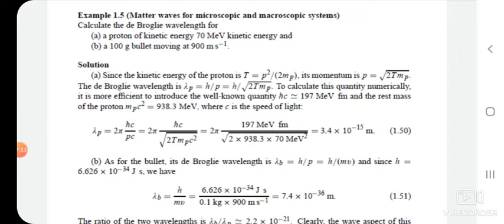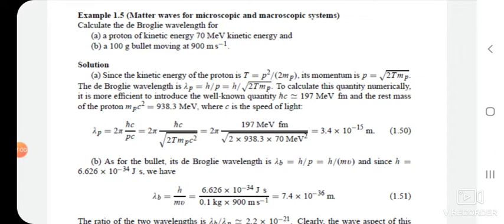If you substitute the value of kinetic energy and rest mass energy, 197 mega electron volt divided by square root of 2 into 938.3 into 70 mega electron volt square, and simplify, you will get 3.4 into 10 to the power of minus 15 meter. This much is the de Broglie wavelength associated with the proton.